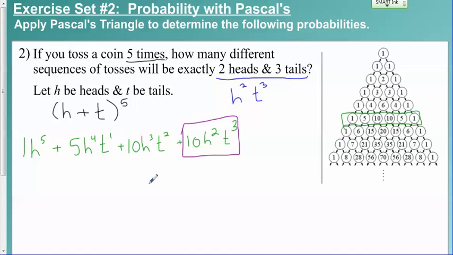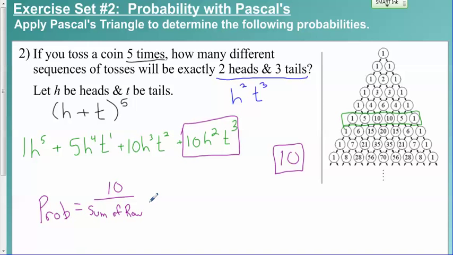Now this problem just asks how many different sequences of tosses will be exactly 2 heads and 3 tails. That's what 10 represents. So really the answer to this is 10, but that's no fun. I want to continue on and I want to find the probability just for more practice like what we did before. Now remember the probability is going to be 10 over the sum of the row in this example.